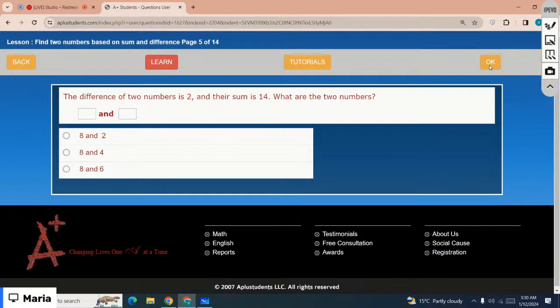The correct option is the last one, 8 and 6. The difference of these two numbers is 2, and when you add them, they make 14. So the correct option is 8 and 6.